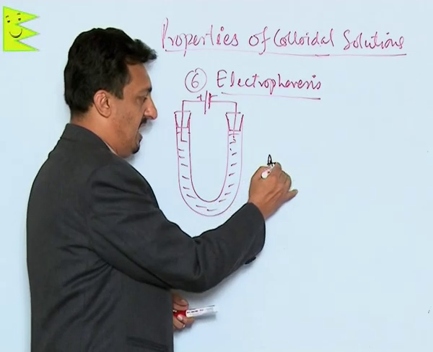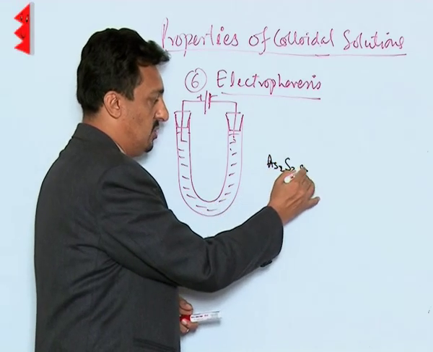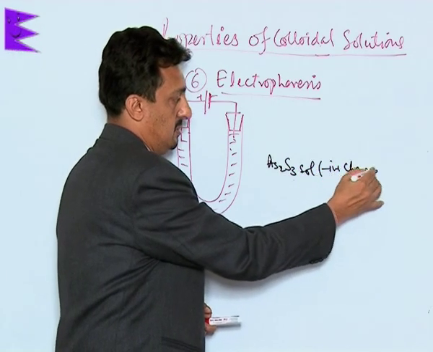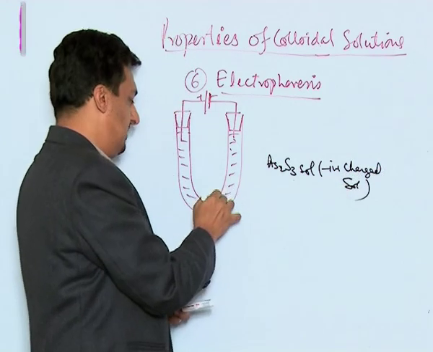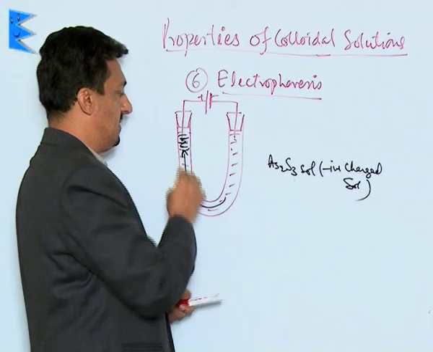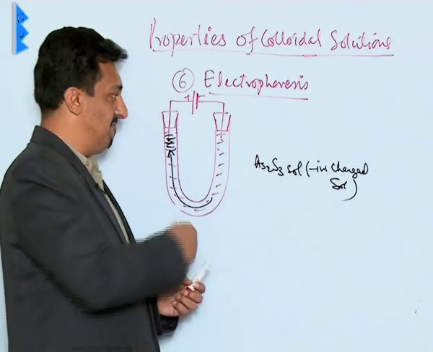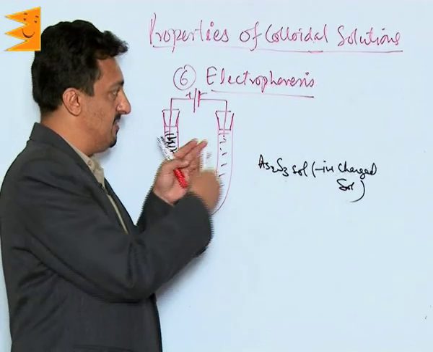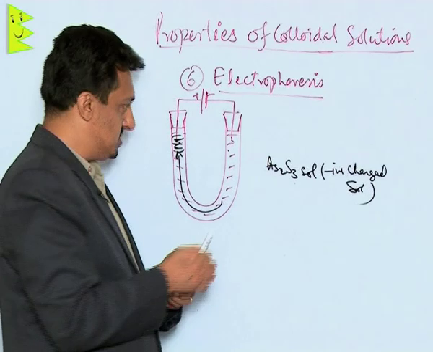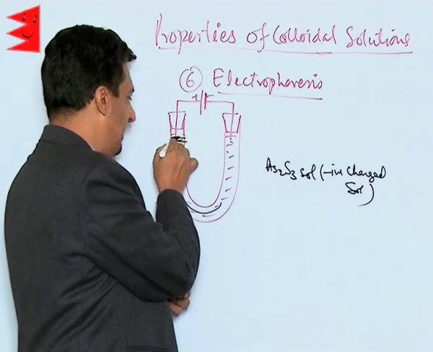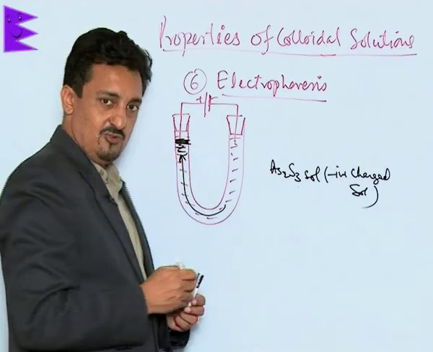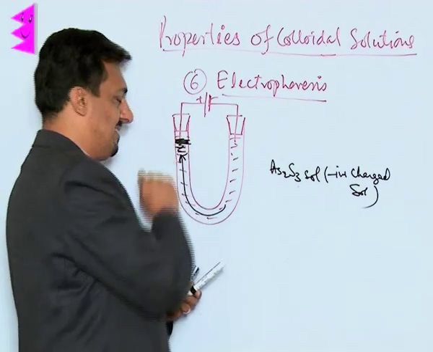Like if we have taken arsenic sulfide sol, we know it's a negatively charged sol. What will happen is all its particles will tend to move towards what? The positive plate. This movement of colloids towards any of the electrodes is called electrophoresis. Now, suppose a sieve is placed here which blocks the movement of these colloidal particles to the electrode, they will all aggregate here.